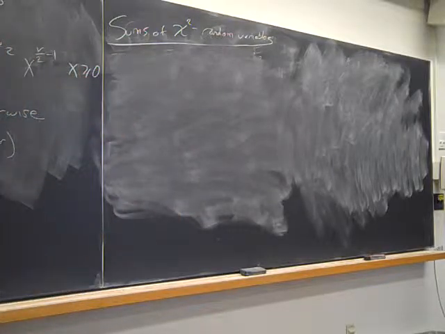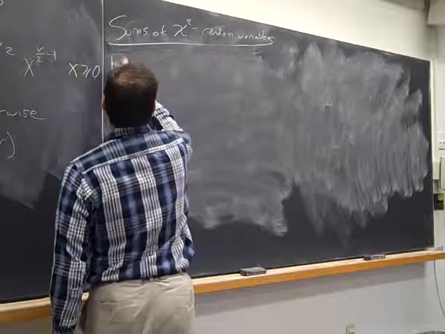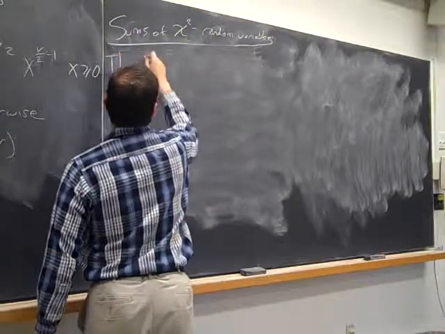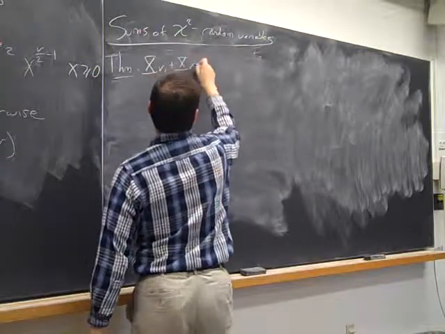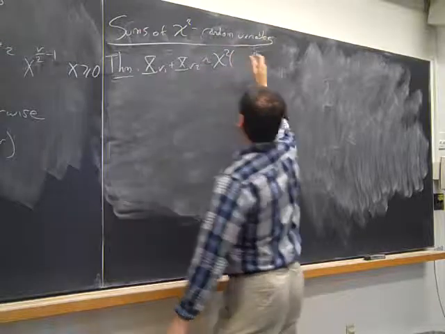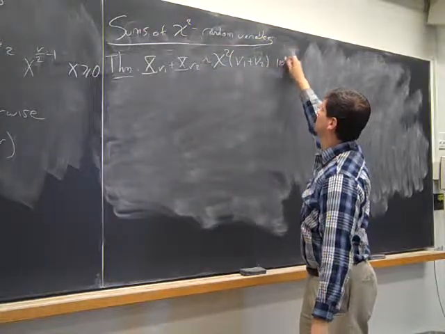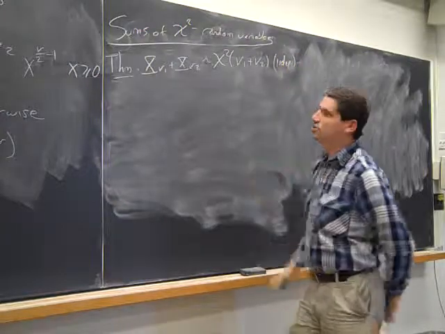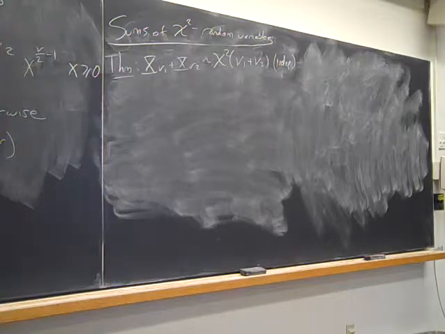So now what do we want to study? We want to study now nu1 and nu2. So, theorem: chi-squared nu1 plus chi-squared nu2 is chi-squared nu1 plus nu2. So I'm going to assume if I have two random variables, chi-squared nu1 and chi-squared nu2, their sum is chi-squared nu1 plus nu2.